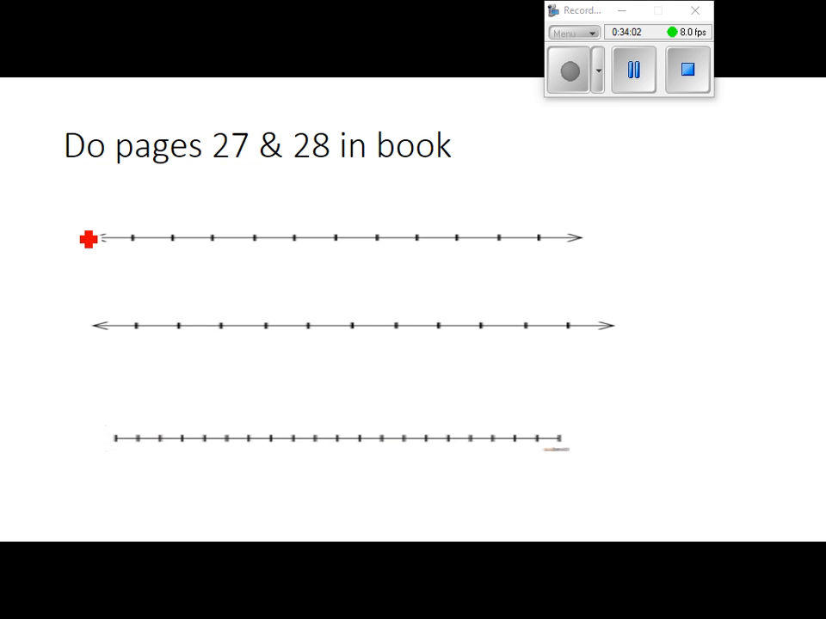Keep your notes out. Open up your books to page 27. On page 27, there's a number line where it says example 1. I want you to draw that number line on this number line. Fill in all the numbers, letters, and points, so on, so on. So take a second and do that right now. While you're doing it at your seats, I'm going to do it up here.